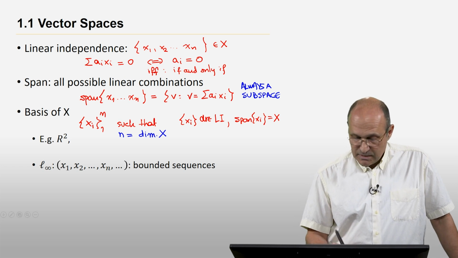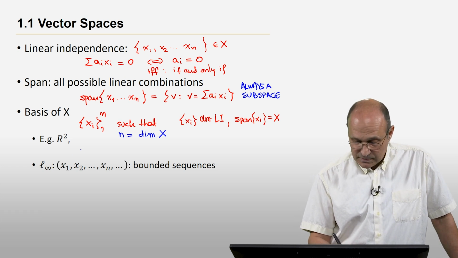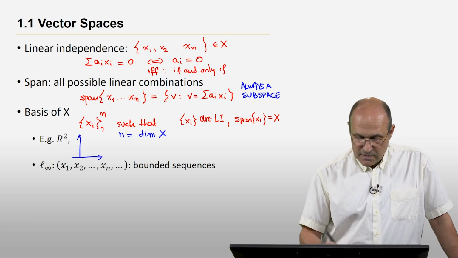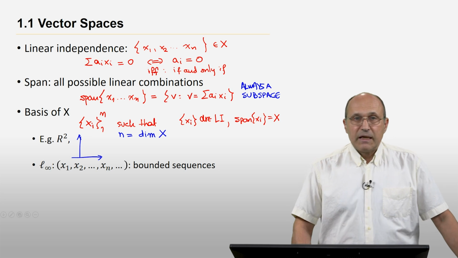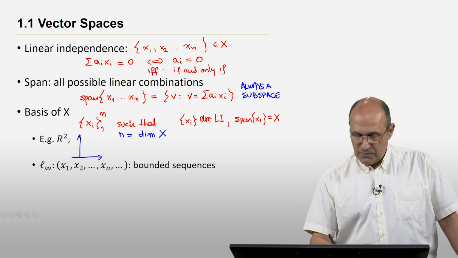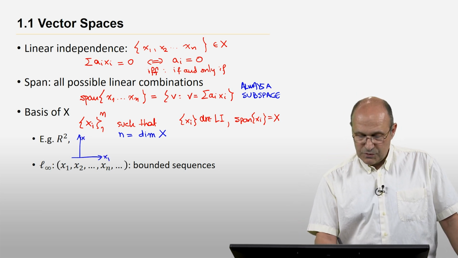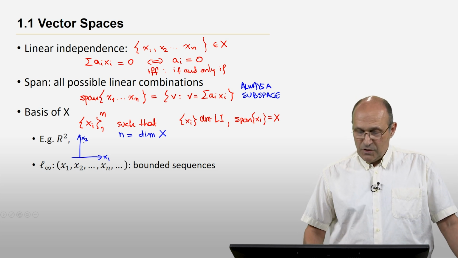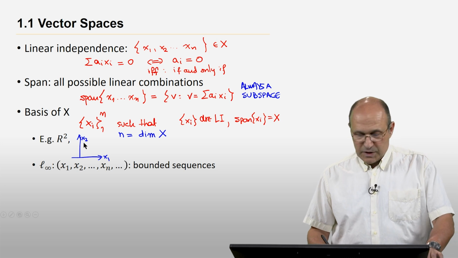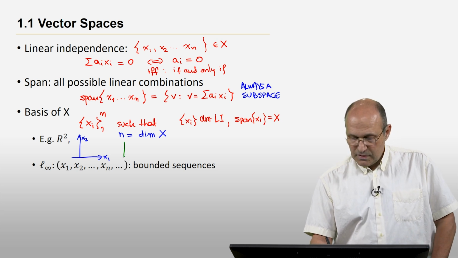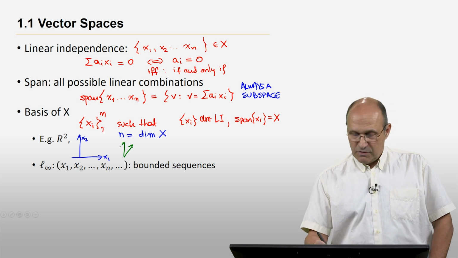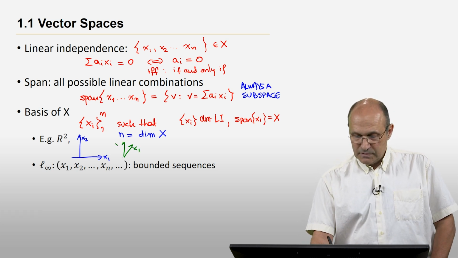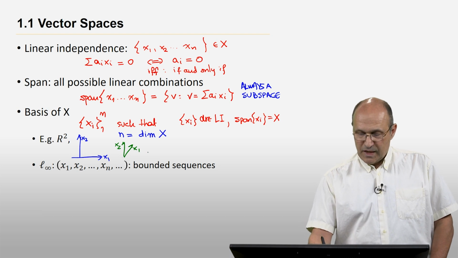Examples: the easy example is R2, which is what you usually see as the plane, with x1 and x2 as the two elements of the basis. But you can also use different vectors to form a basis of R2, and so on.